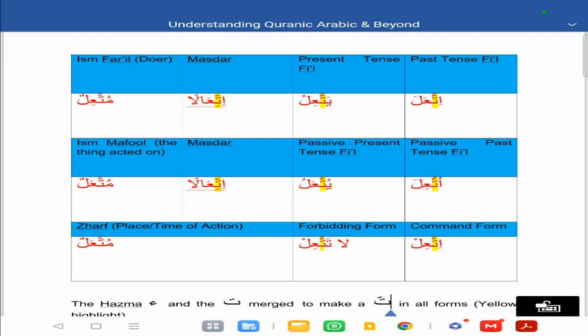And the forbidding form is la tatta'il. Again, take the present tense, take the anta version, tatta'ilu, make it lightest, the lam with the dhamma gets a sukoon, tatta'il, then simply add the la at the start: la tatta'il. And the zarf is the place and time of action. It's the same as the ism maf'ul, mutta'alun.